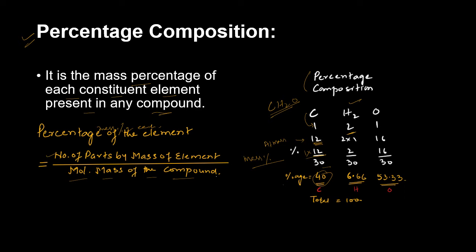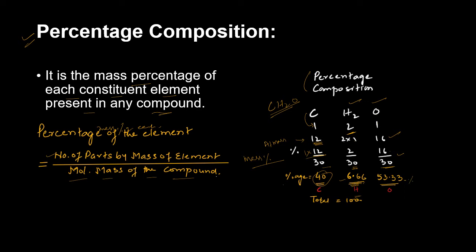There are two parts of hydrogen in this compound, and 2 into 1 is 2, and when we divide it by molar mass of the compound, which is 30, it will come 6.66, and hydrogen is 6.66%. Now we'll talk about the oxygen. Oxygen is one part, and atomic mass of oxygen is 16. And after calculation, atomic mass divided by molar mass will get this percentage.